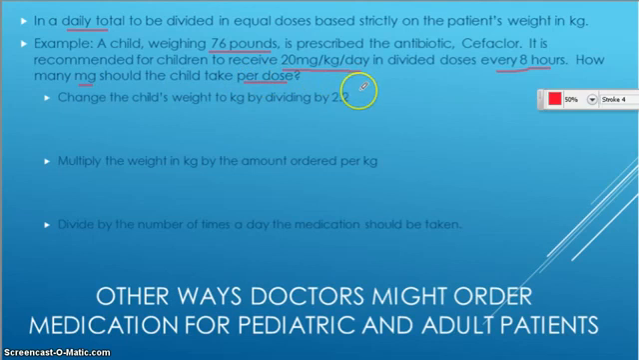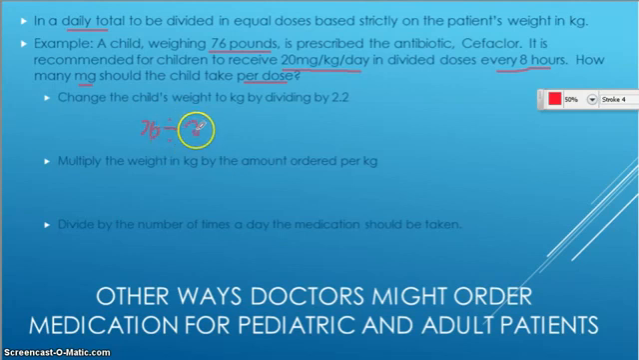Well, first things first, since the dosage is based on the child's weight in kilograms and we have the child's weight in pounds, we're going to first need to change pounds to kilograms. You can use a proportion and do that like you did last week in your conversions. But as you move on and become more familiar with the conversion factors, it just means that we're going to divide by 2.2. So we're going to take 76 and divide by 2.2 to change that child's weight to kilograms.